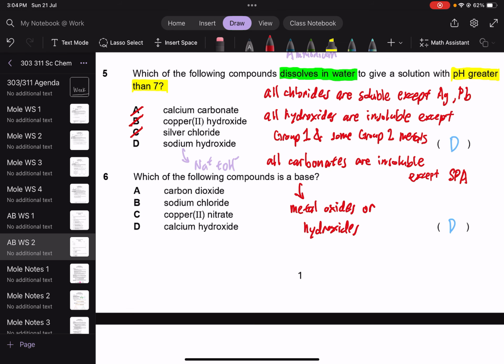So lastly, let's look at question 6. Which of the following compounds is a base? The definition of a base is that a base is any metal oxide or hydroxide. Hence, from the 4 options, we can only choose option D, which fulfills this definition of a base.